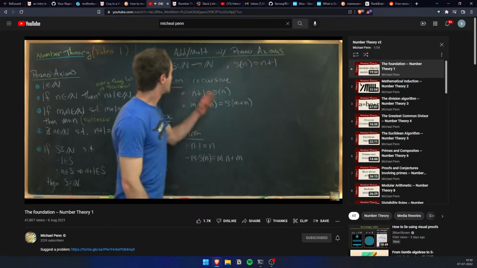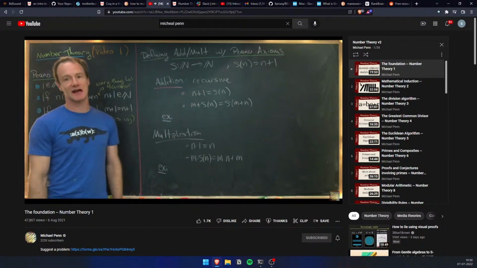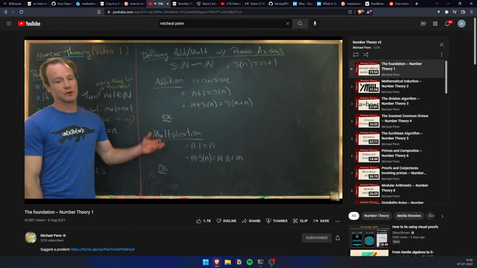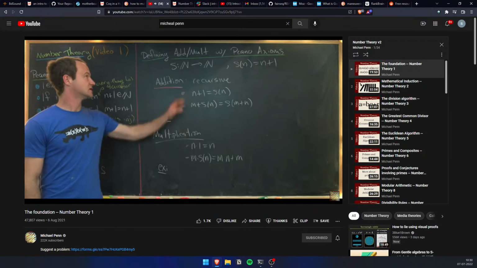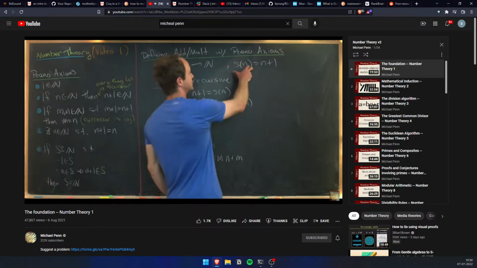Okay, and so we can actually define addition and multiplication via these axioms. So we want to start with a successor function. So that's going to be a function s from the natural numbers to the natural numbers, and we'll just notate it like this: s of n equals n plus 1.